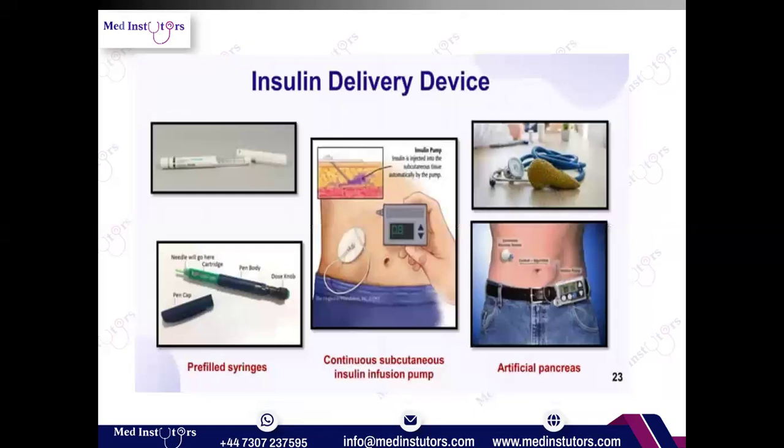And coming to the end of the discussion about the insulins as such, we can finish it off with the insulin delivery devices. We have the pre-filled syringes. You are all aware of that. And we have the insulin pumps, infusion pumps, and they are developing the artificial pancreas also. So these are the insulin delivery devices available to deliver insulin as subcutaneous injections, as subcutaneous infusion, and as an artificial pancreas.